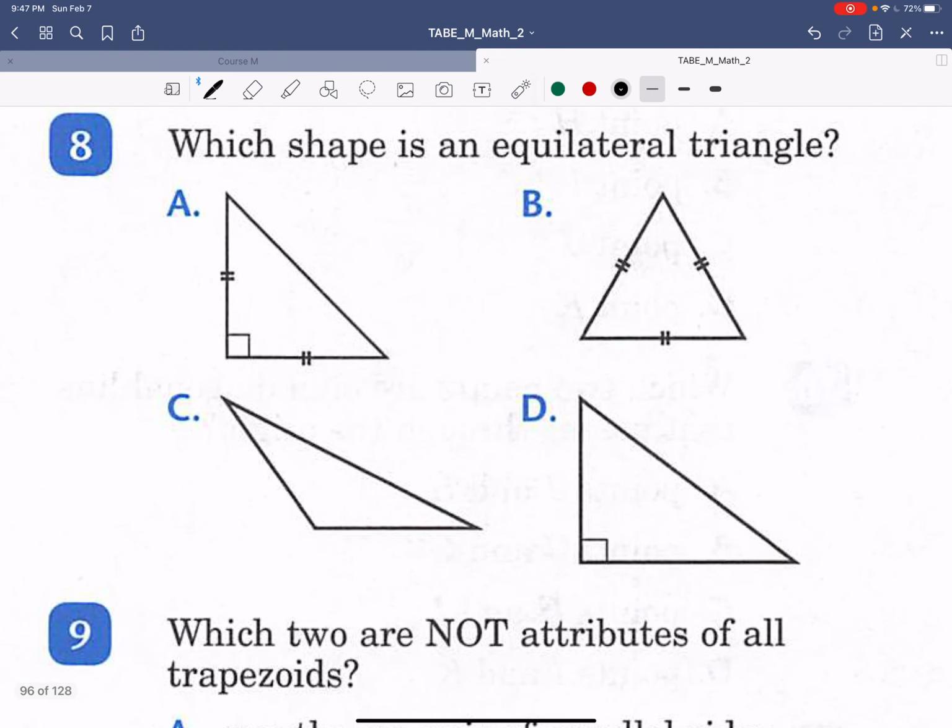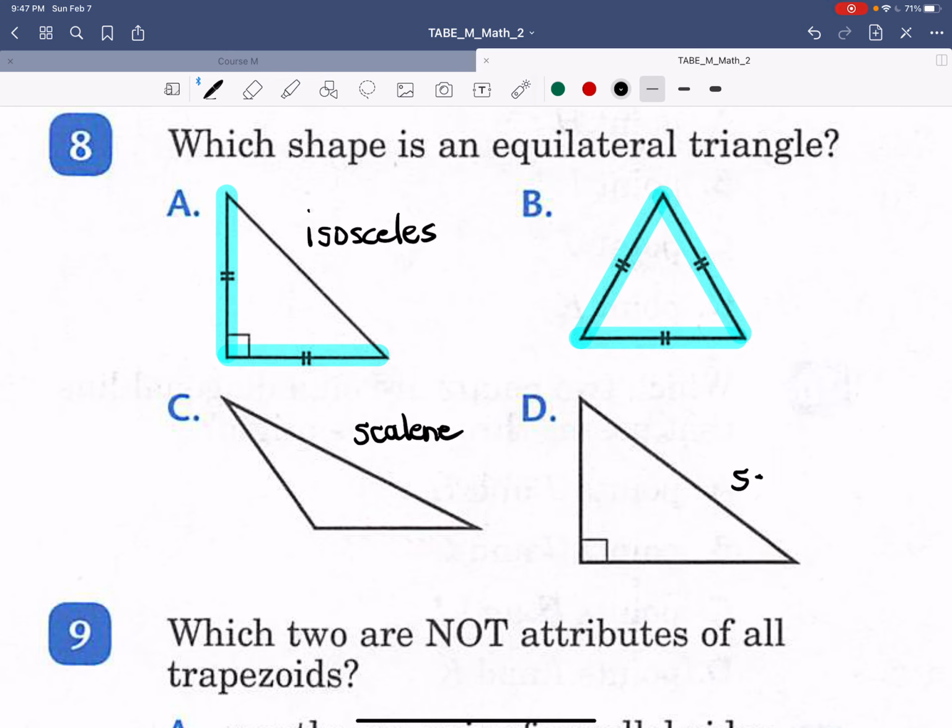Number 8. Which shape is an equilateral triangle? Remember, those tick marks are showing me equality. This one has 2 equal sides. So this is isosceles. This is equilateral. This is scalene. There are no equal sides. And this is also scalene because there are no equal sides. B is an equilateral.